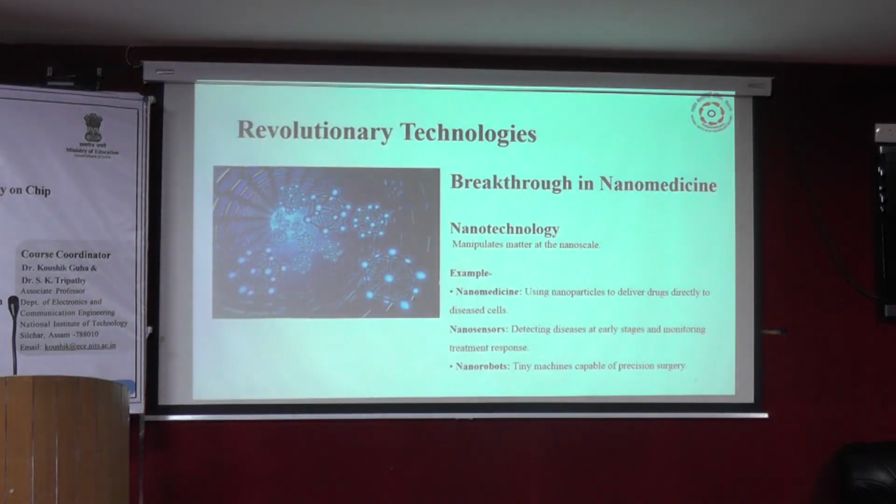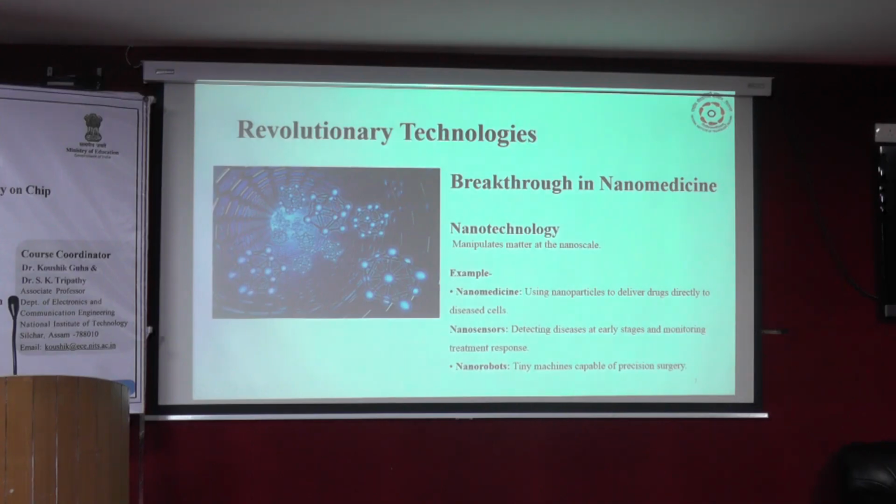So these are the revolutionary technologies, such as the breakthrough in nanomedicine, which is possible because of nanotechnology. Nanotechnology is important here, because it helps the breakthrough in nanomedicine. Nanotechnology means manipulating matter at the nanoscale. At the nano scale, the surface to volume ratio is very high. That is the main advantage of nanoparticles. Due to this, nanomedicine becomes a very, very useful technology.